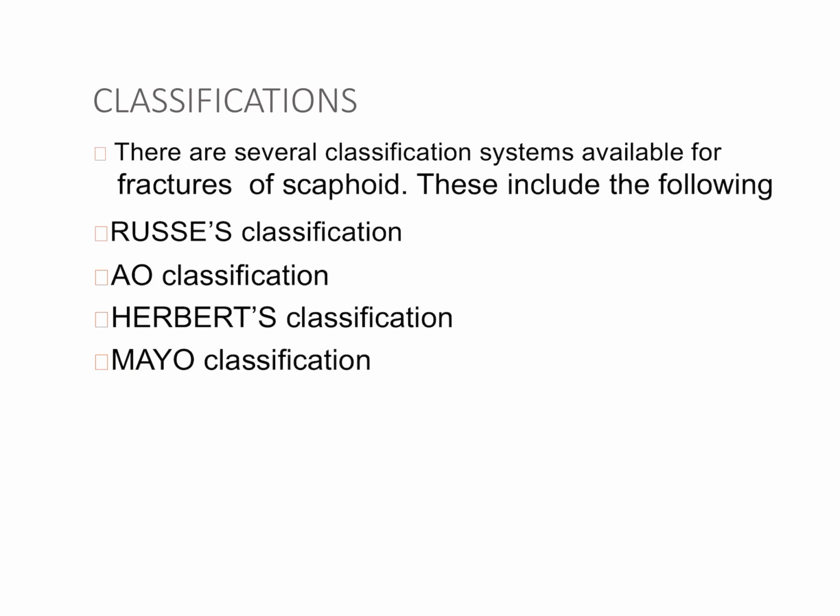Classification. There are several classification systems available for the fracture of the scaphoid. One is Russe's classification, there is AO classification, Herbert's classification and Mayo's classification.